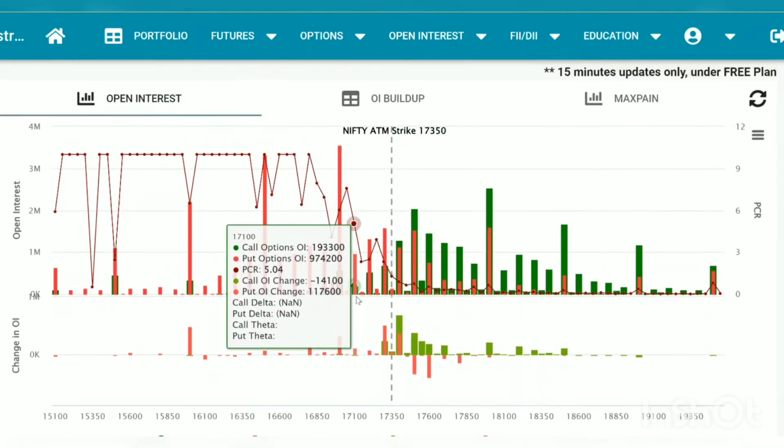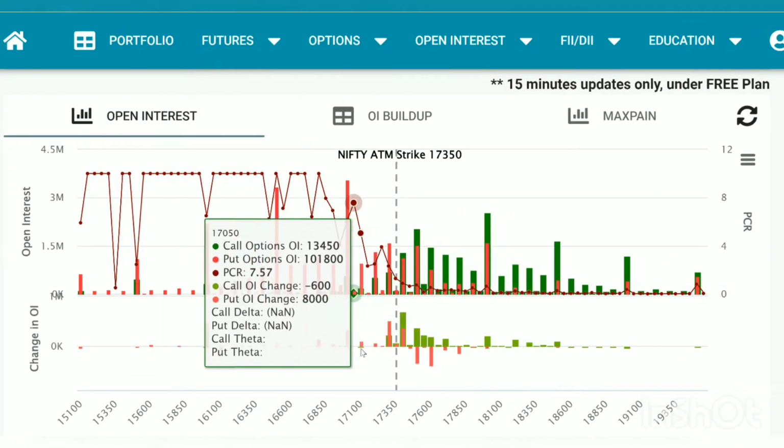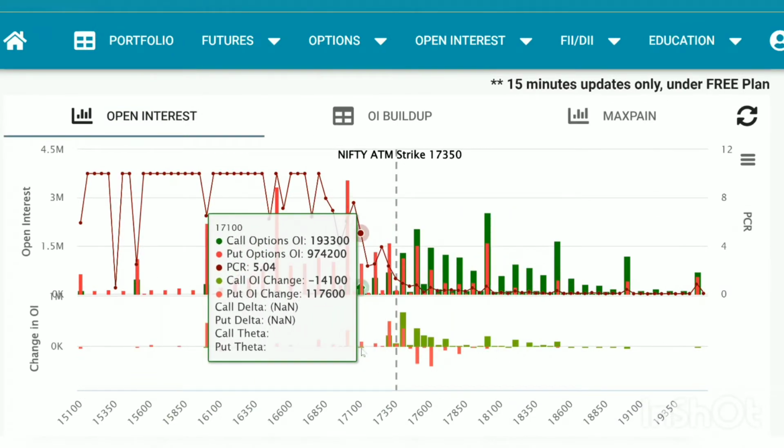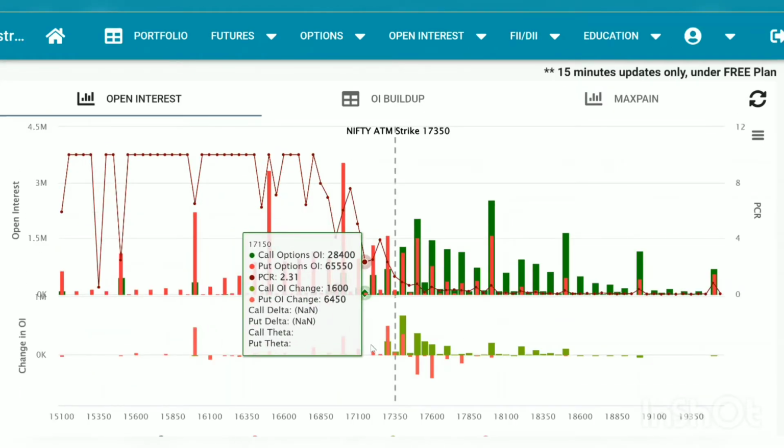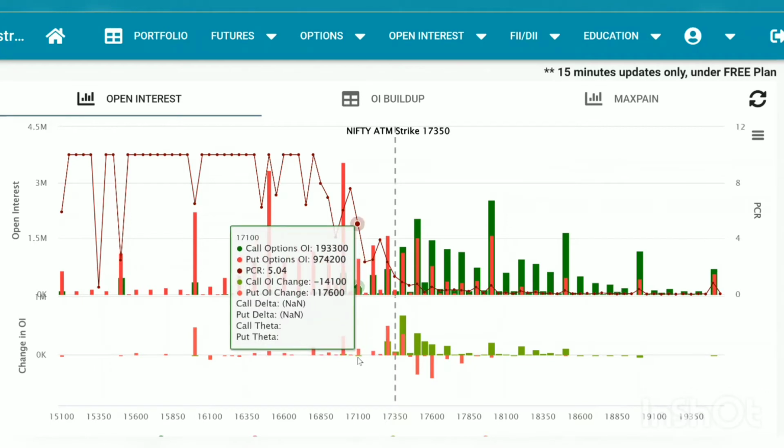And if you see over here a very slight green bar, what it means is that 17,100 call writers thought the market will bounce from here, so let's cover their calls. So they have covered their calls over here at 17,100. That is how we can basically interpret the market.